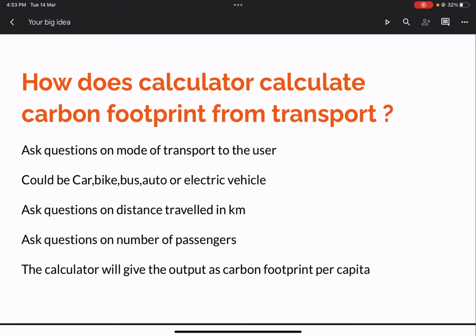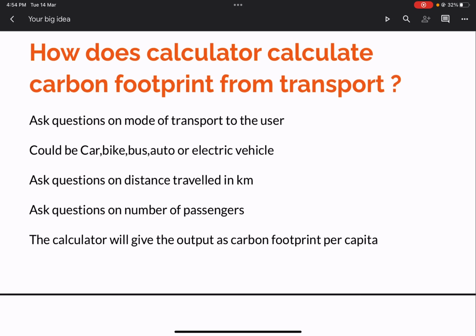The carbon calculator receives the input in the form of the mode of transport of the user, whether it is a car travel, whether it is a bike travel, whether the user is traveling by an auto or an electric vehicle. We also saw that the calculator needs information on the distance traveled in kilometers and the number of passengers in that vehicle. And we said that the calculator gives us the output in the form of carbon footprint per capita.